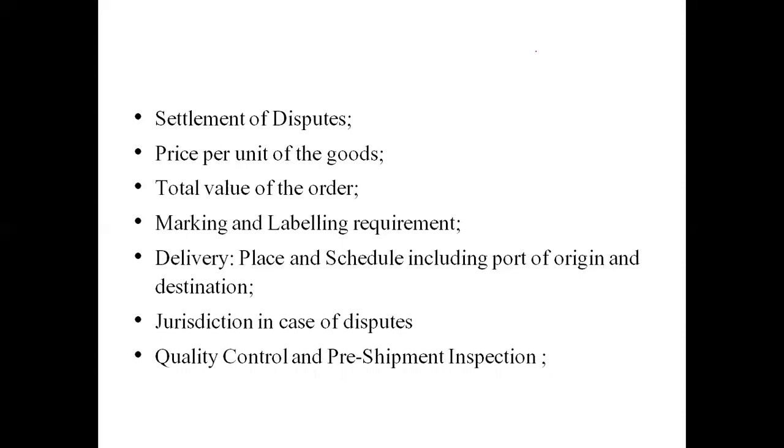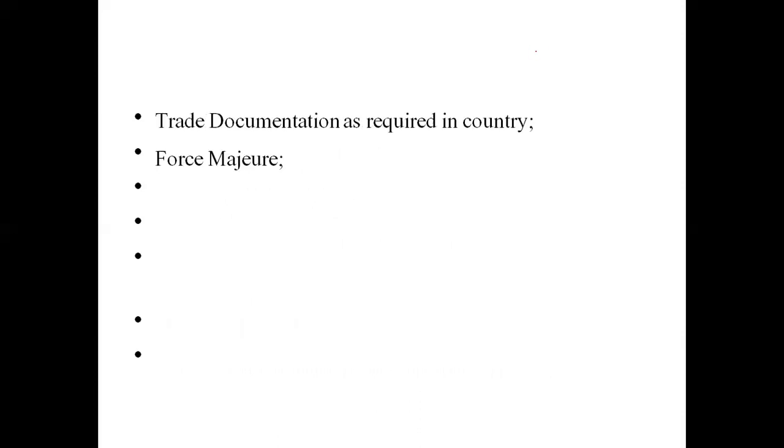Also, you need to mention the price per unit of the goods, the total value of the order, and marking and labeling. We have already discussed delivery, which directly or indirectly comes under the Incoterms, so clarify those. Jurisdiction in case of dispute: which jurisdiction are you going to use, the exporter's, the importer's, or a third party's? Quality control and pre-shipment inspection are also related to quality standards. Then trade documentation as required in a country.